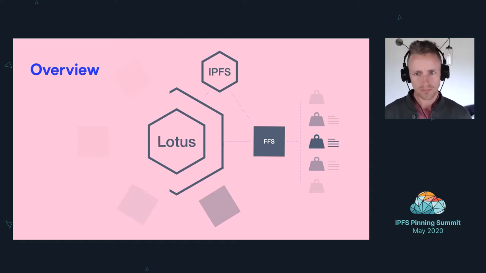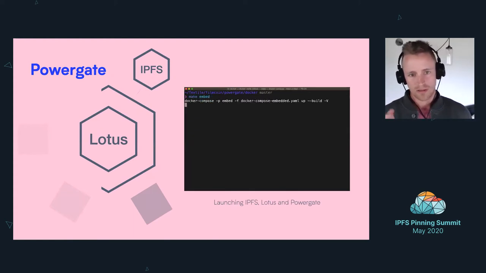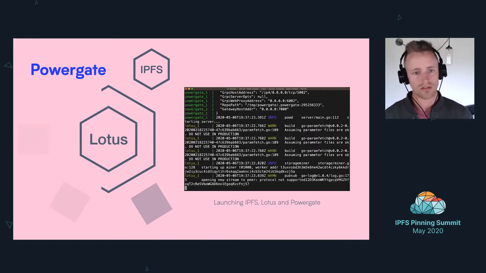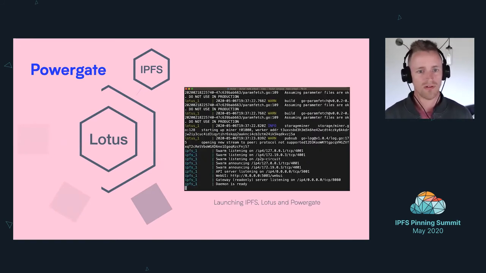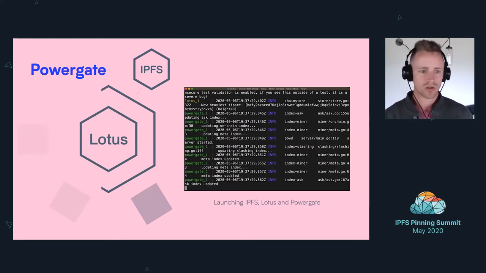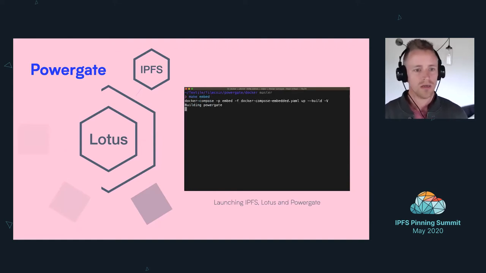So the Powergate is right now built on a few different pieces of technology. When you run the Powergate, you're going to see this little animation here. This is actually just running the Dockerized version of the Powergate, which will spin up the Powergate technology as well as a Lotus node, which is a Go implementation of the Filecoin specification, as well as an IPFS node. In the future, we imagine being able to swap in other Filecoin implementations. Right now, we've been focused on Lotus, though.